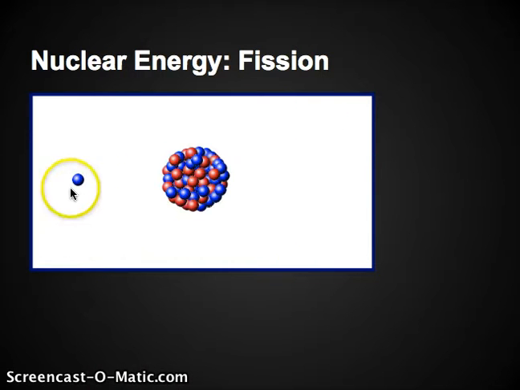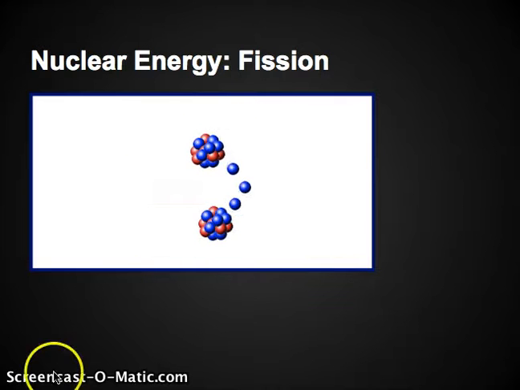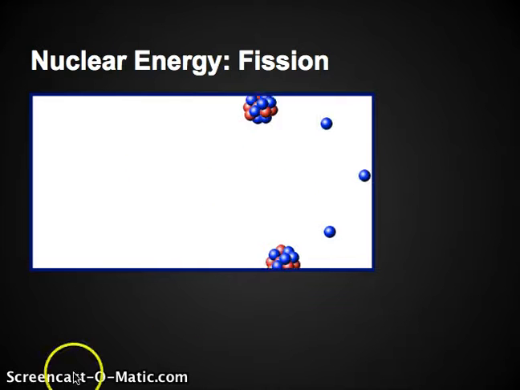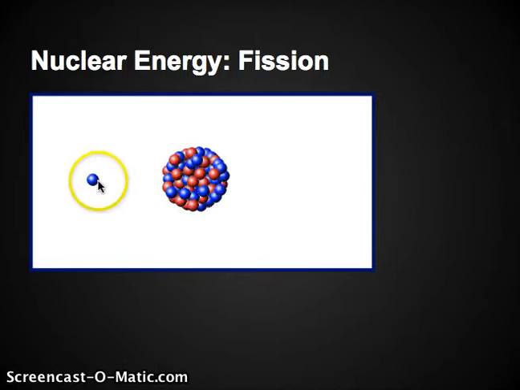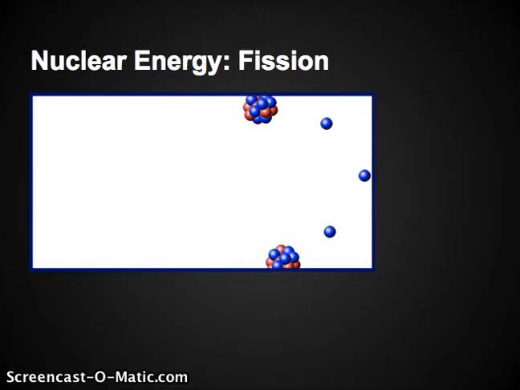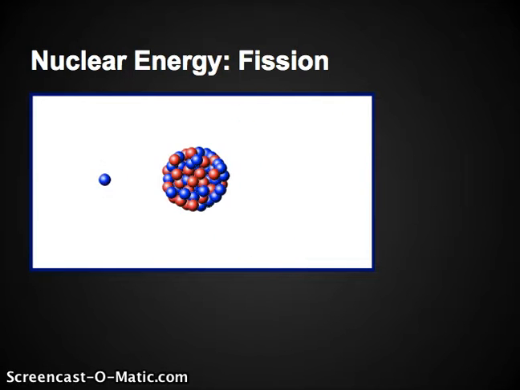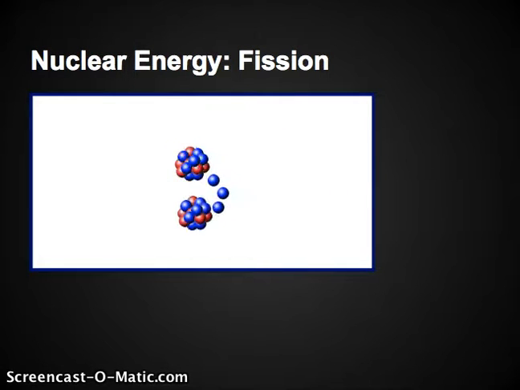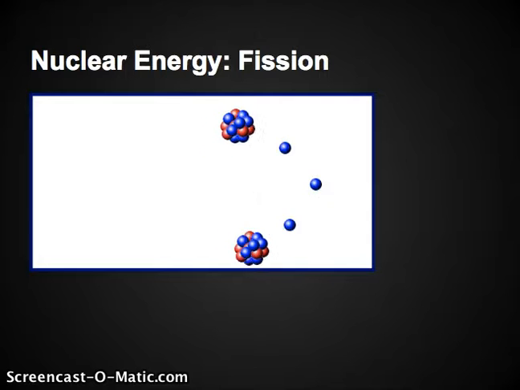Fission is when you send one atom and it hits another atom, but this other atom is of a very heavy element like uranium or plutonium. And when the atom hits the uranium or plutonium, it breaks apart, releasing more energy and more atoms, and it causes a chain reaction, creating a lot of heat that can spin a turbine and make electricity. This kind of energy is called fission.